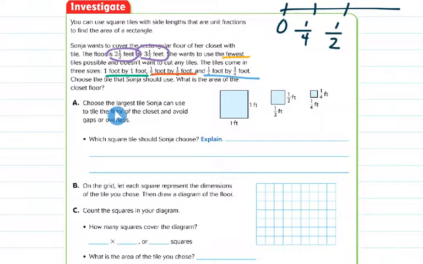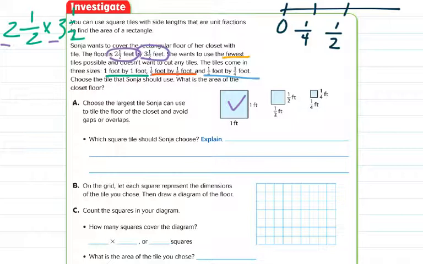Step A. Choose the largest tile Sonia can use to tile the floor of the closet to avoid any gaps or overlaps. So boys and girls, we know that the floor is 2.5 feet by 3.5. So right off the bat, because we know that it's not quite wholes, we're not going to be able to use the first tile. So I'm going to put a little check in there. The reason why we can't use the first one is that we know that we would need at least 6 tiles and then an additional tile, which we can't use for this particular example.